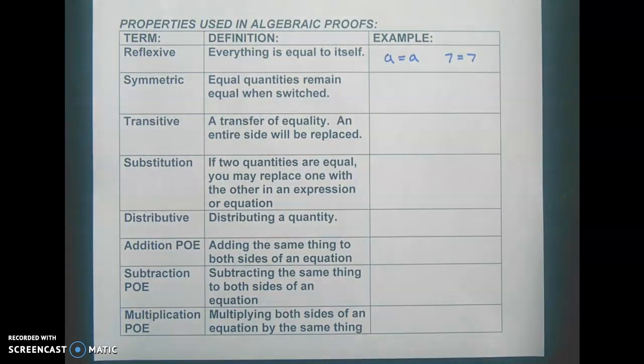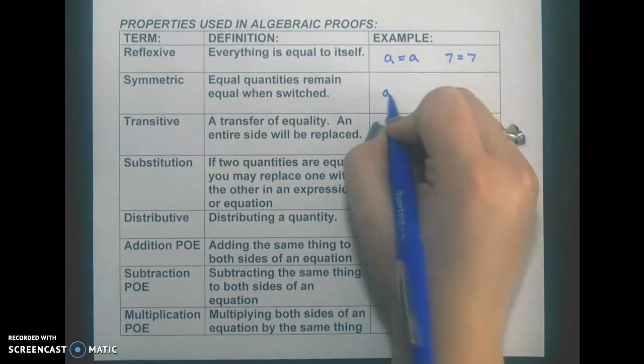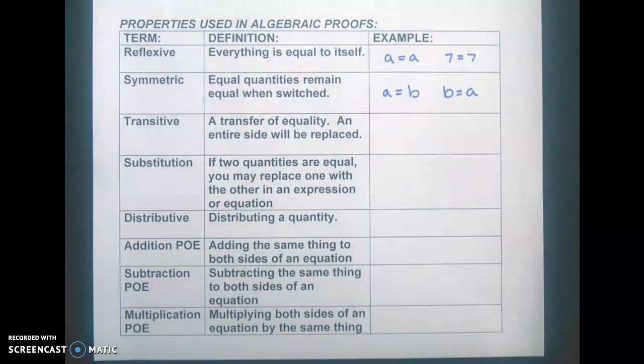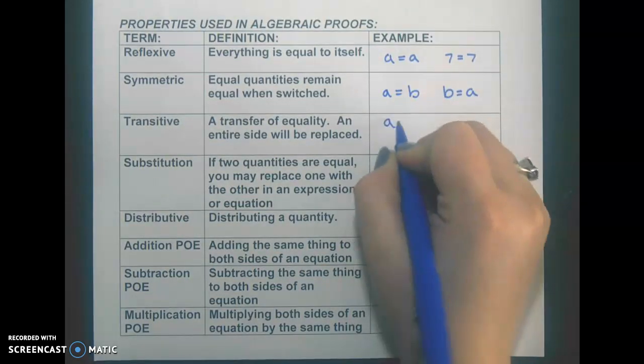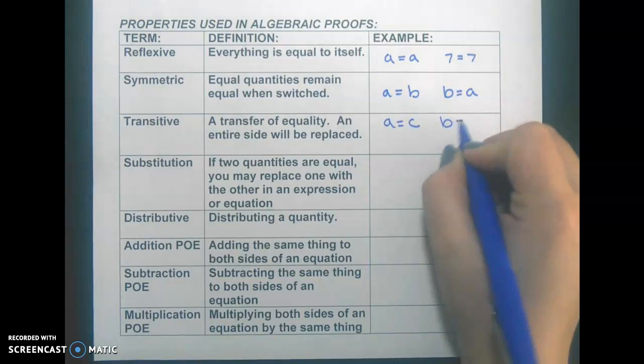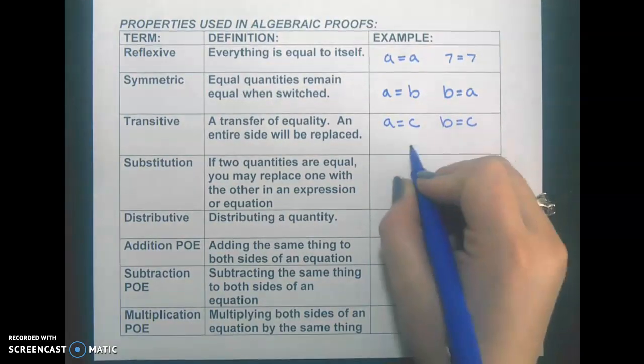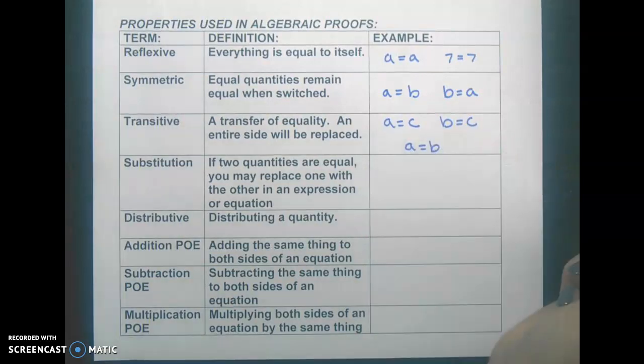Then symmetric, equal quantities remain equal when switched. So I could say A is equal to B, or I could say B is equal to A. They are still equal. Next, I have transitive, and this is the transfer of equality, an entire side is replaced. What that means is if I'm told that A is equal to C and B is equal to C, then I can use the transitive property to conclude that A is also equal to B. So an entire side was replaced.